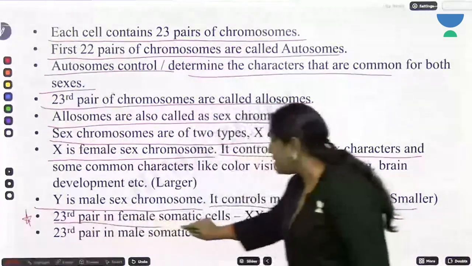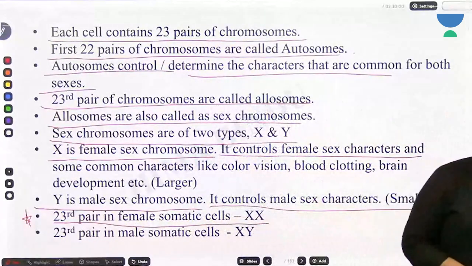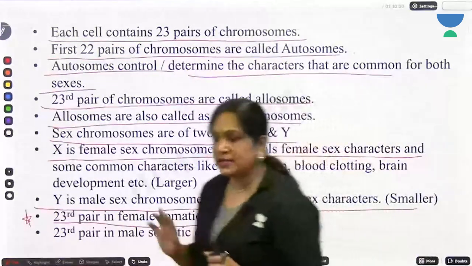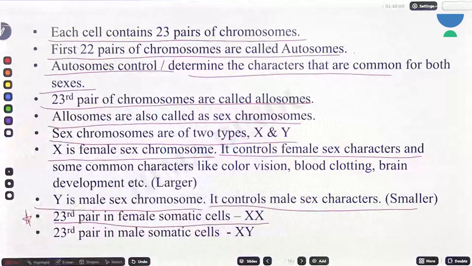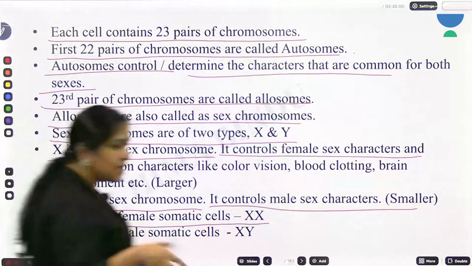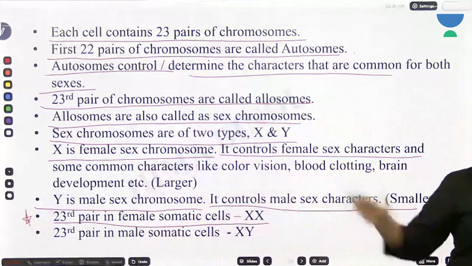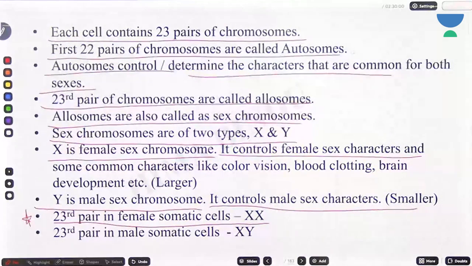The 23rd pair in female somatic cells. First, what does somatic cell mean? Somatic cells means body cells. Use the word somatic cell once. Somatic cell means what? Body cell. I mean liver cell, kidney cell, skin cell, RBC, WBC, heart cell, brain cell. All these are somatic cells. If you ask me, are bone cells also somatic cells? Then I will ask you, are they also in the body? Yes, so they will be somatic cells.